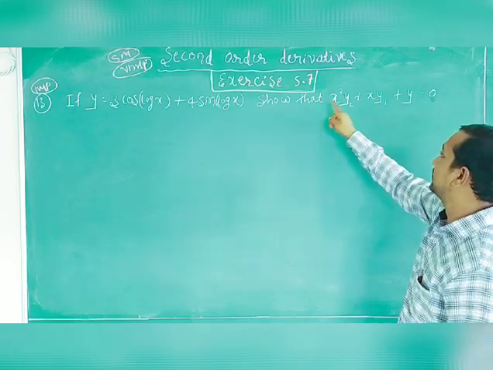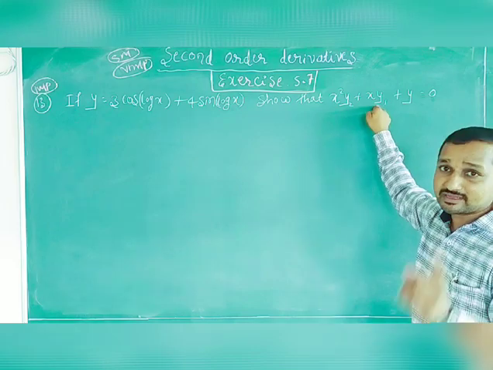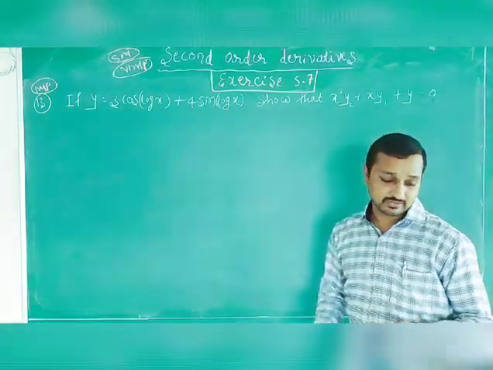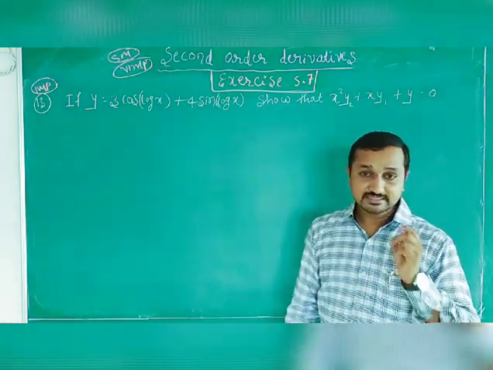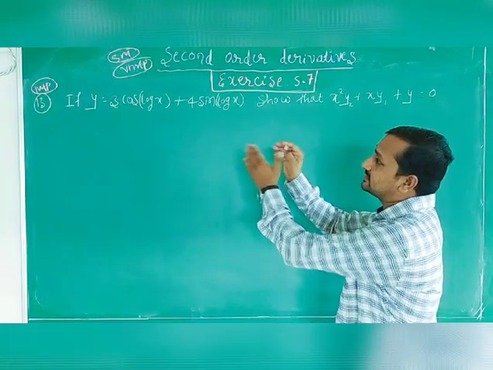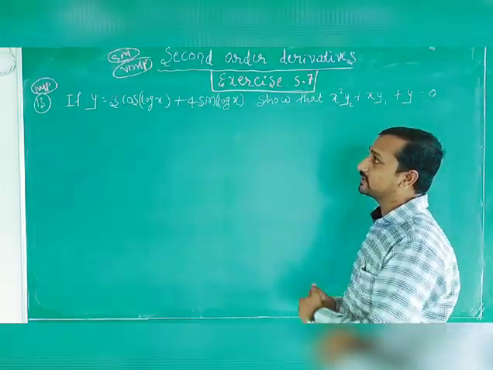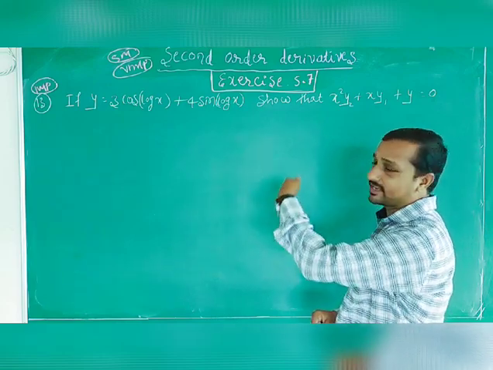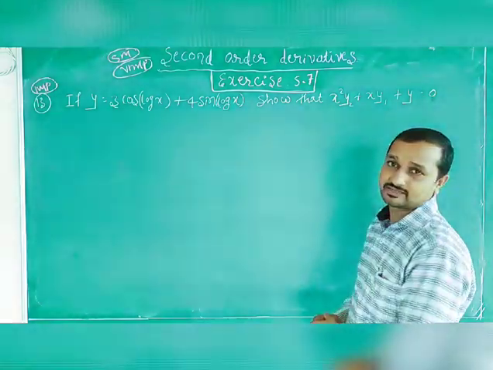Already y is there, we have to find y1. y1 is nothing but the first order derivative, and y2 is nothing but the second order derivative. So we find the first order and second order derivative. In this type of example, we differentiate, then cross multiply the terms, and we will get the direct answer.